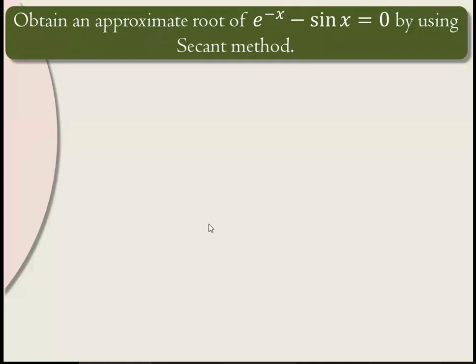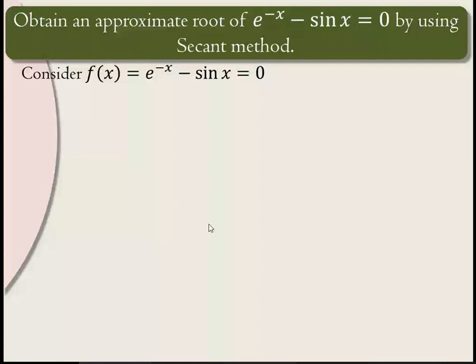So consider the first problem. Obtain an approximate root of e raised to minus x minus sine x equal to 0 by using the secant method. Again, take the whole equation as f of x. Consider f of x as e raised to minus x minus sine x. Now first find the 2 points. You can try f of 0, f of 1, f of 2, f of minus 1. Arbitrarily take any values and check for which 2 successive values it takes opposite signs.